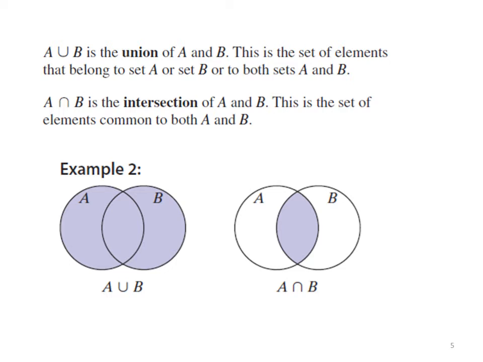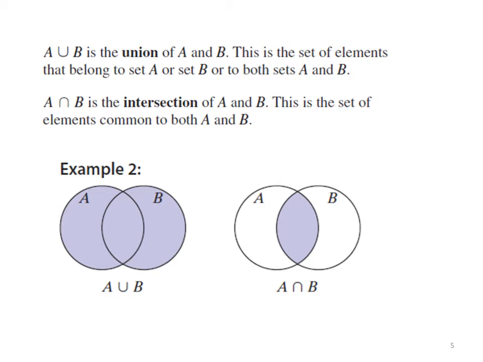In example 2, the picture to the left shows the union of two sets. The union now will be all elements that are either in A or in B, or it could be in both sets A and B. The intersection A intersected with B is the set of elements that are common to both A and B. We are taking all the elements that are in A, and also at the same time they have to be in B. The picture to the right shows the intersection of the two sets.